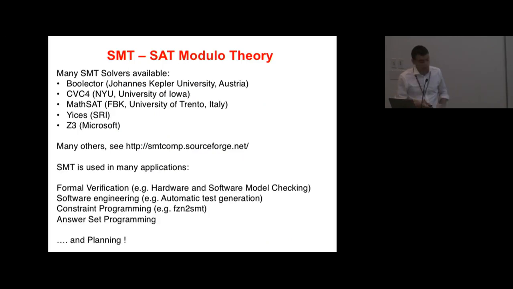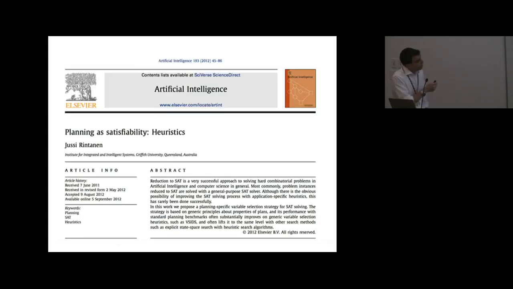SMT is used in many applications, mainly and originally in model checking and formal verification, but then in a number of domains, including planning. In the planning community, there are many people doing planning through SAT first and then SMT. I don't have an exhaustive list. I suggest you look for the work by Jussi Rintanen on planning accessibility. This is a nice overview. You can go and read it. What I want to talk to you about in the next few minutes is how SMT can now be used for planning for hybrid systems.